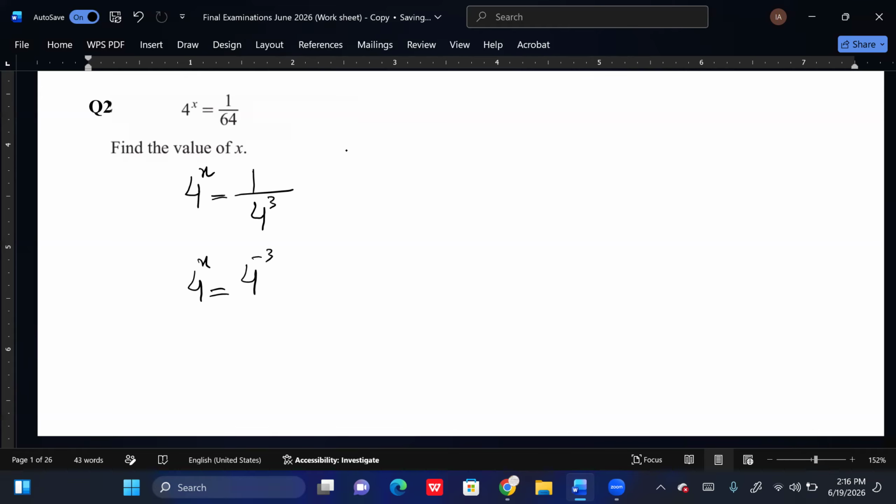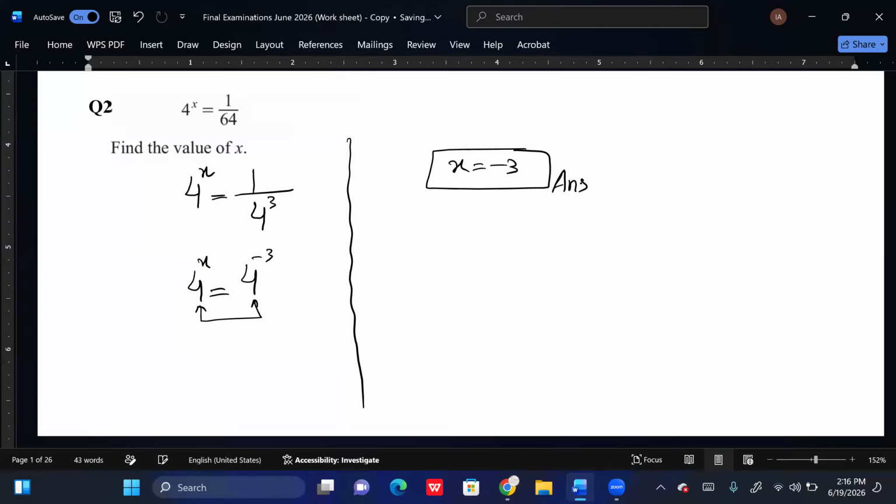Now the basic rule is to look at the bases. The bases are the same. Yes, on the left hand side we have base 4, on the right hand side we have base 4. Bases are the same. Since the bases are the same, the powers must be the same. So x will be equal to minus 3. This is your required answer. This is how we solve an exponential equation.